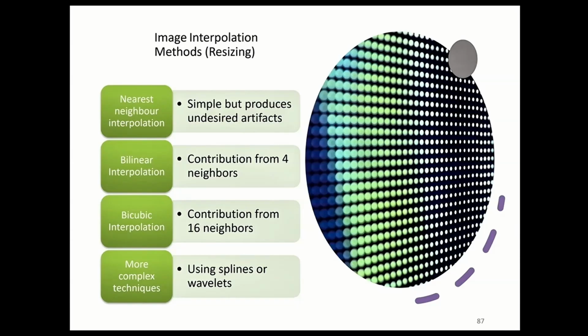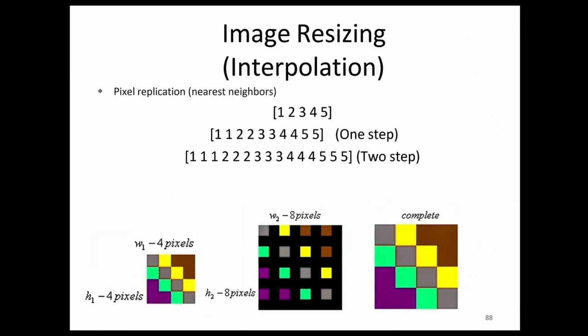So one of these things is either we use the contribution from the 4 neighbors, or 16 neighbors, or some advanced methods, but we will not look into this. We just take 4 neighbors or 2 neighbors. One method is nearest neighbors, which is just replication of the pixels. Just replicate the previous one. Let's say you have 1, 2, 3, 4, 5. I want to increase by 1, so I just replicate the previous one and put it inside. Similarly, in another step, again I replicate.